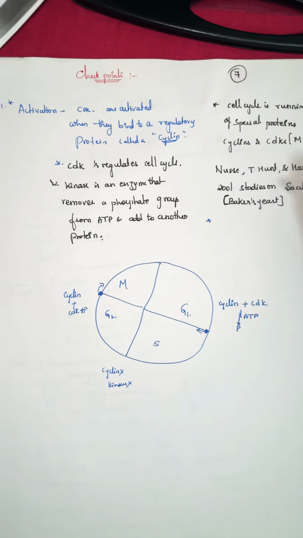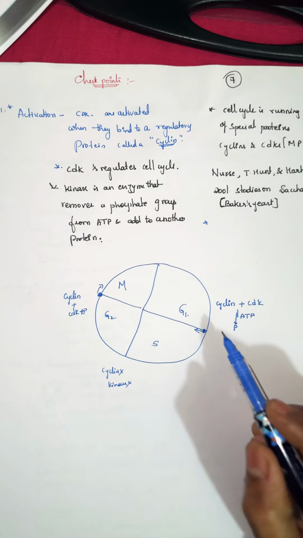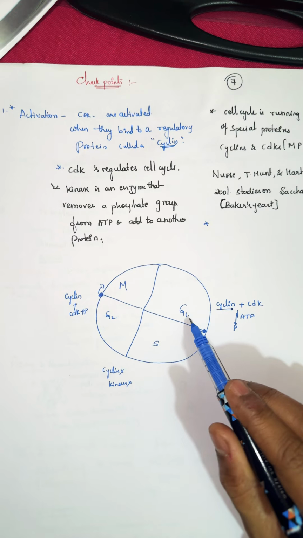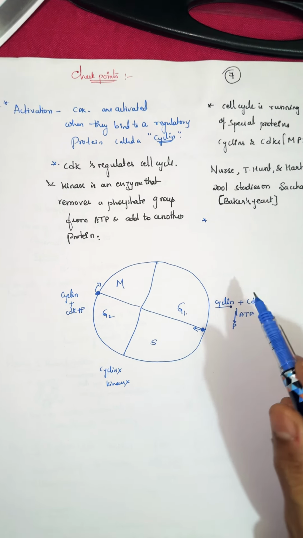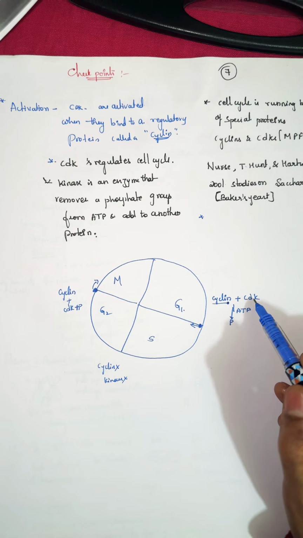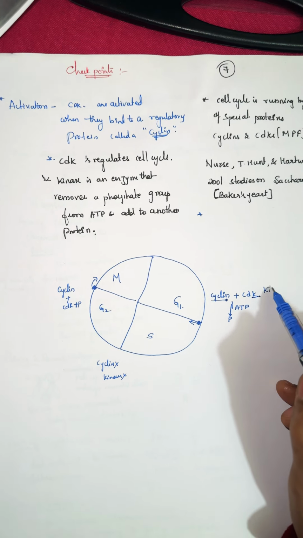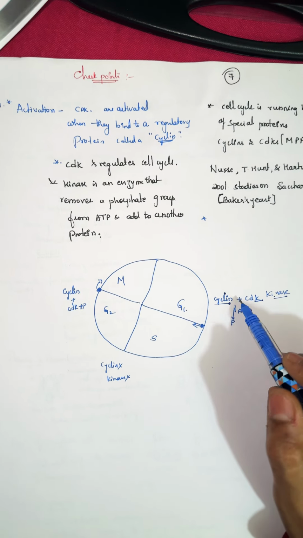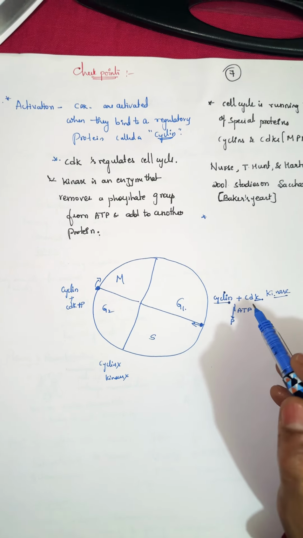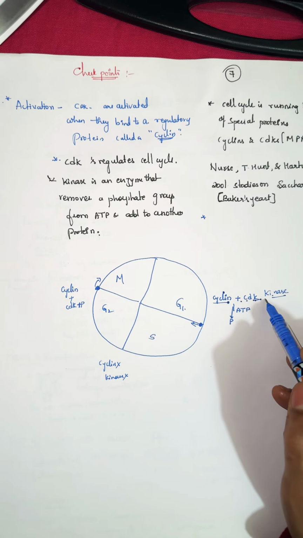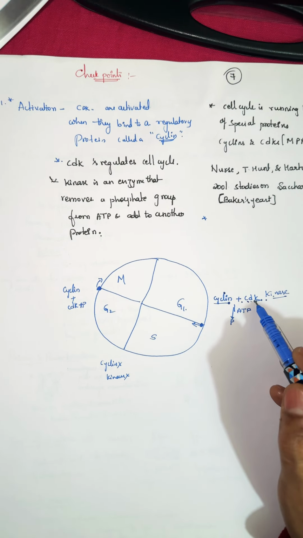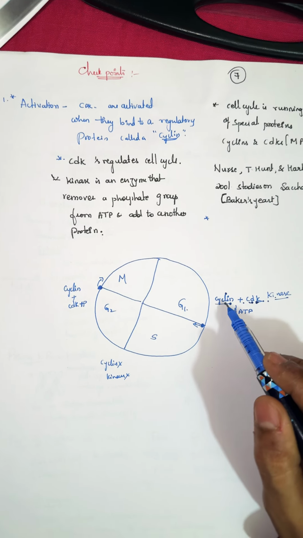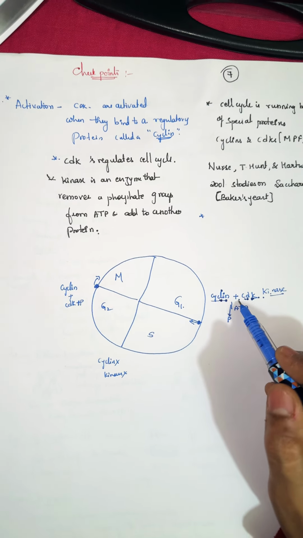What exactly does the checkpoint contain? A checkpoint contains a specialized protein called cyclin. This gets activated once G1 is finished. Then it is activated by another enzyme called kinase. These kinase enzymes get activated only in the presence of the cyclin, so they are dependent on the cyclin. So we call this a cyclin dependent kinase enzyme, the CDKs. They get activated only in the presence of the cyclin. Once the cyclin is present, they get activated.